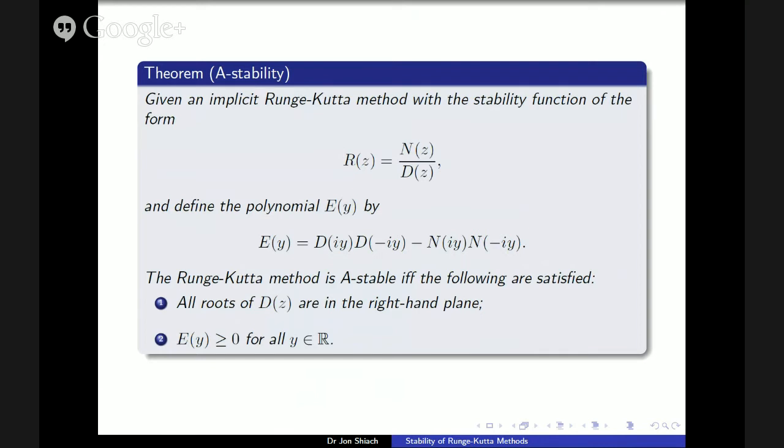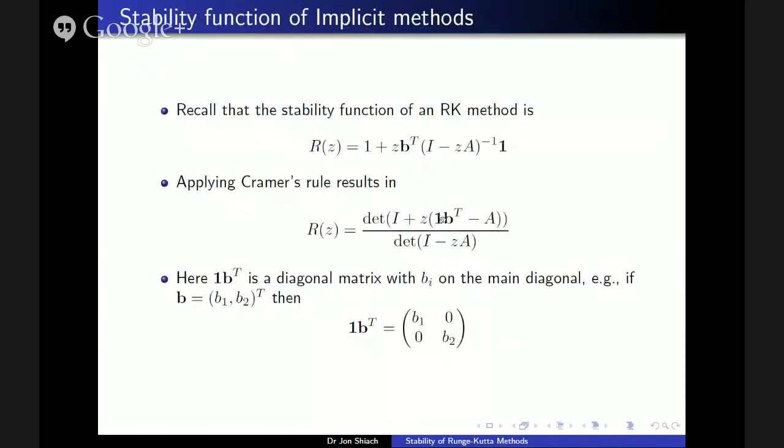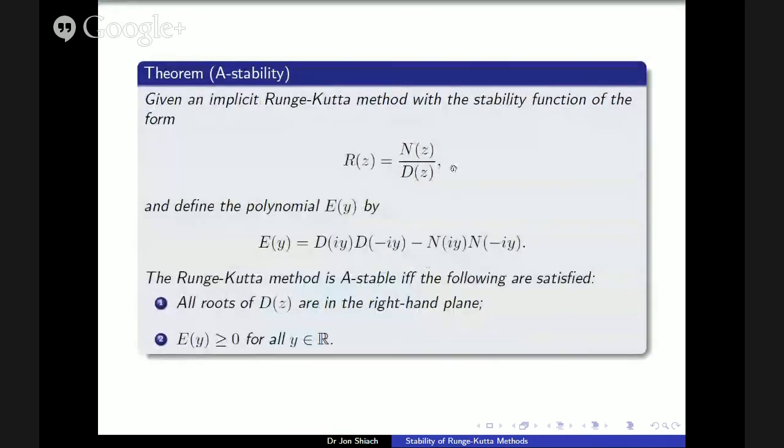How do we determine whether an implicit method is A-stable or not? With Cramer's rule, going back a couple of times, we end up with a fraction. You can see we have a determinant on the top of the fraction and a determinant on the bottom. If we call the function on the top N(z) and the function on the bottom D(z), n and d for numerator and denominator, we can define a polynomial in terms of y, where y is just some variable.